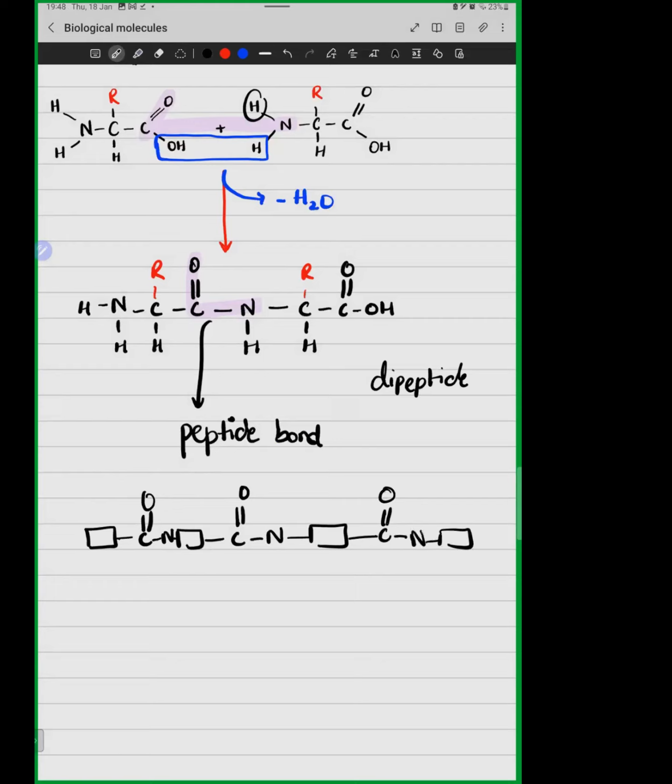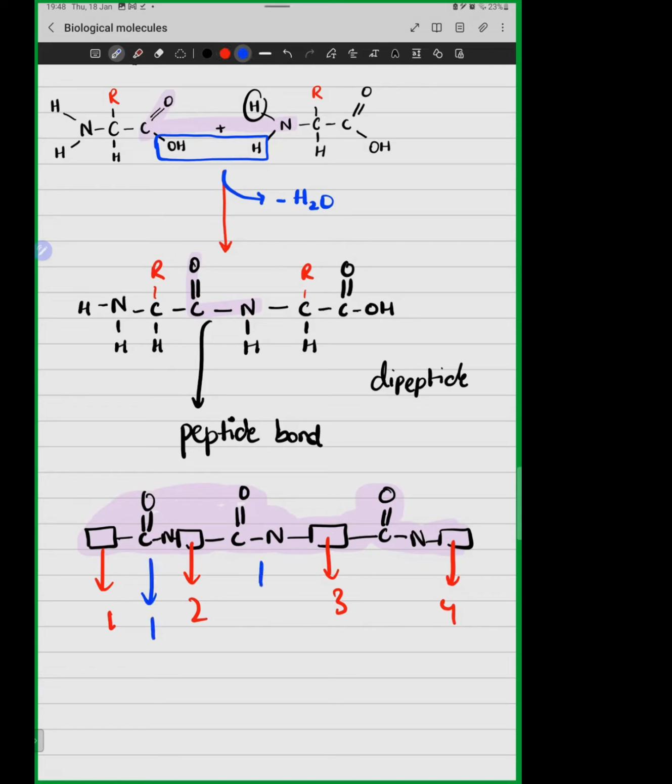So this right here is a polypeptide chain for you. Now let's count the number of amino acids present in this polypeptide chain. We have 1, 2, 3, 4 amino acids making up this polypeptide chain. And if you could notice, how many peptide bonds are there?